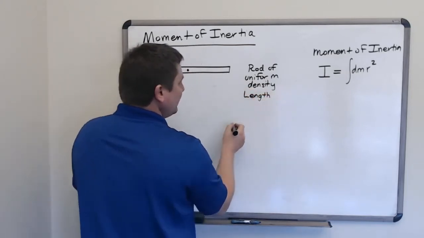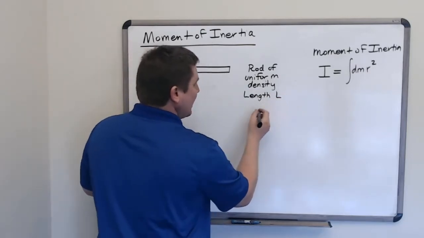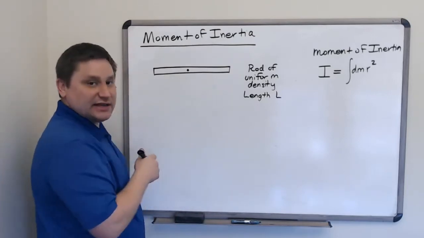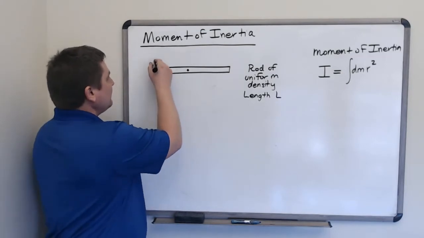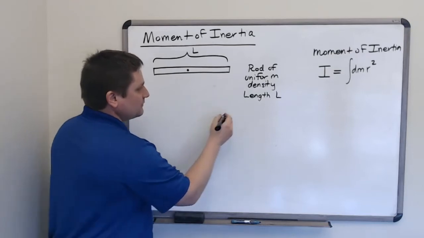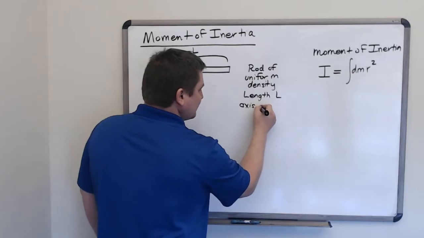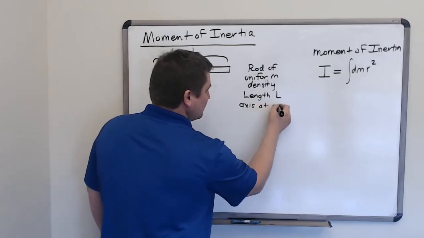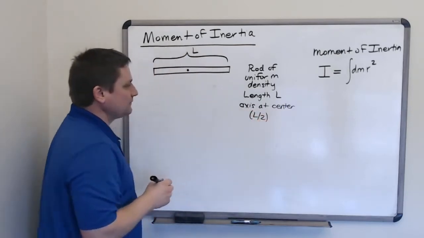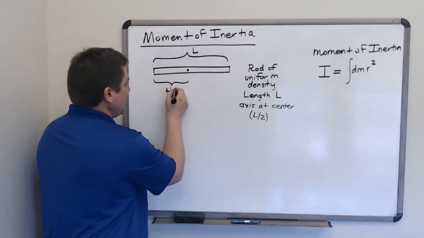Let's consider a one-dimensional object, a rod or a bar, and this bar has a uniform density of matter in it, so the distribution is even, and we'll use the variable capital L to refer to its total length, and we'll place the axis at the center of the rod, so L over 2. Right, so this distance is L over 2.